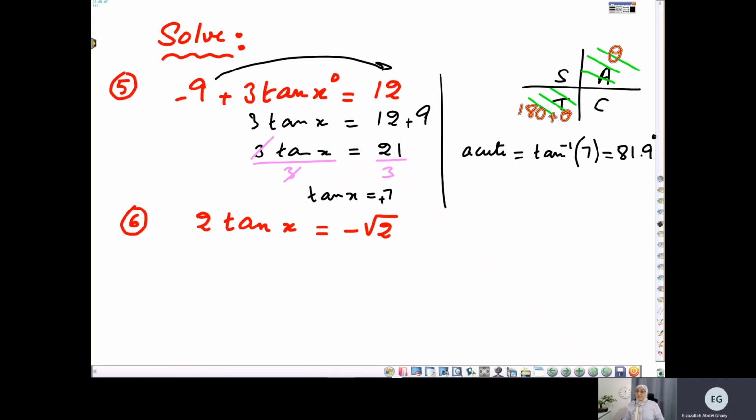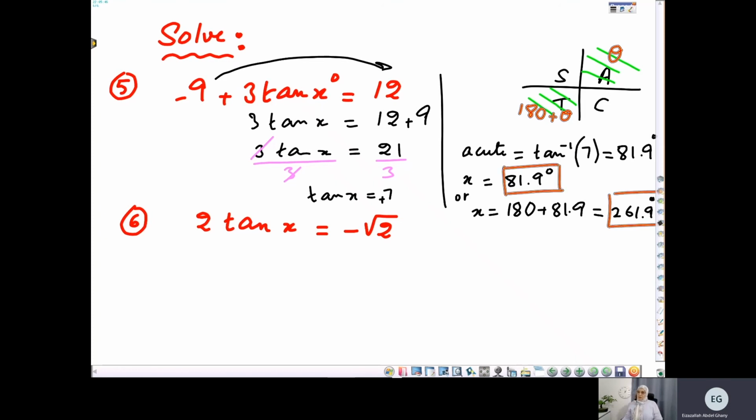By coincidence, it is the same answer as theta, but we name it here x because the equation is find the value of x. So x, one of the values is the same 81.9, or the other value will be 180 plus, which button shall we use? Answer, ANS. 180 plus answer equals 81.9 equals 261.9. Da-da-da. Now we found out the 2 solutions.